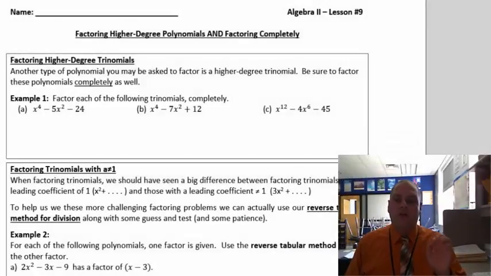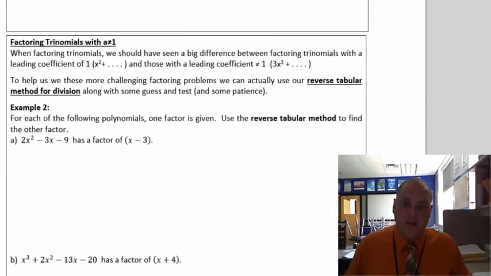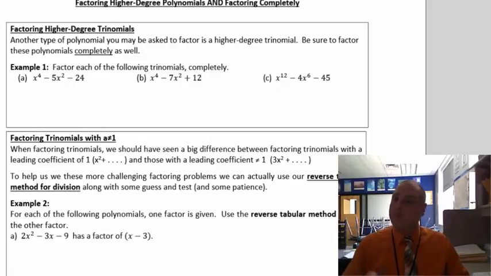All right, we're going to learn how in this lesson to factor trinomials with a greater than 1, also factoring completely, and then factoring higher degree polynomials. We're going to do a few different things in this lesson here. We're actually going to go a little bit out of order. The factoring higher degree trinomials is dependent on the factoring completely, so we're going to do it at the end.